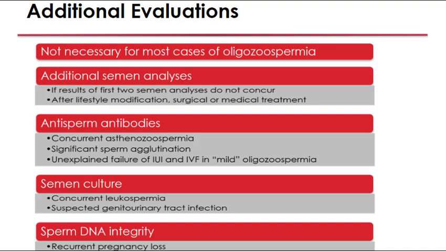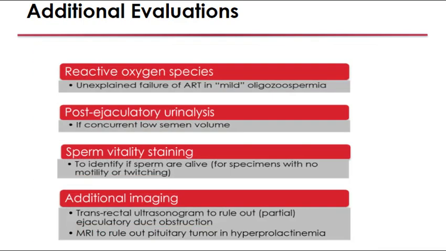Sperm DNA damage may coexist with oligozoospermia. Sperm DNA integrity and reactive oxygen species measurement are covered in further detail in other presentations in this series. Retrograde ejaculation, though not a direct cause of oligozoospermia, may be a coexisting factor. Post-ejaculatory urinalysis may help to establish this condition.